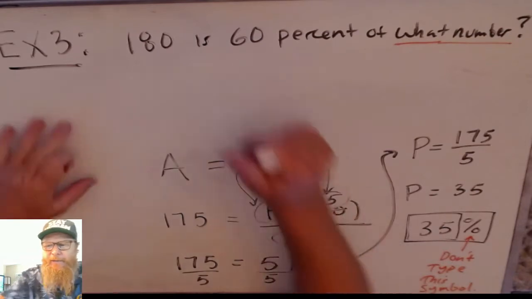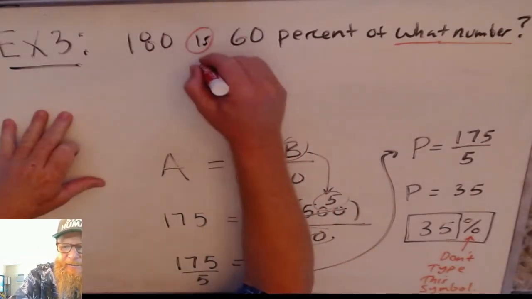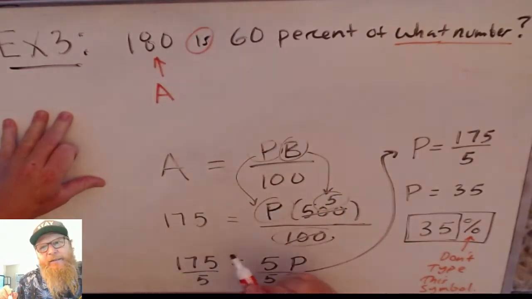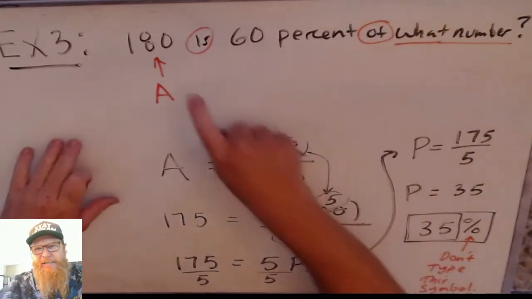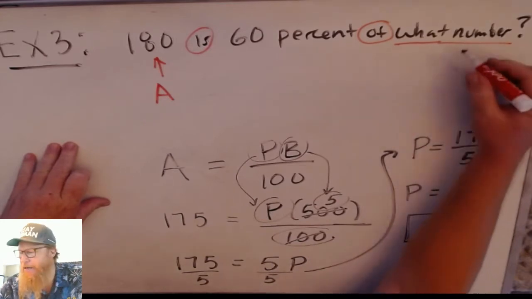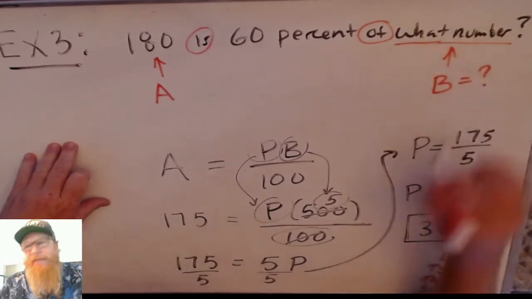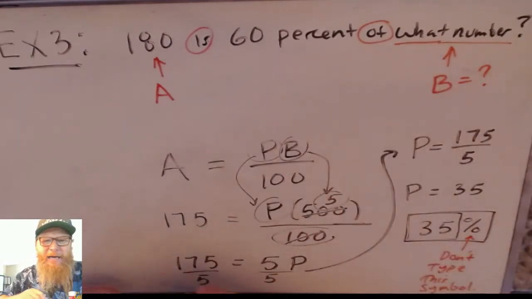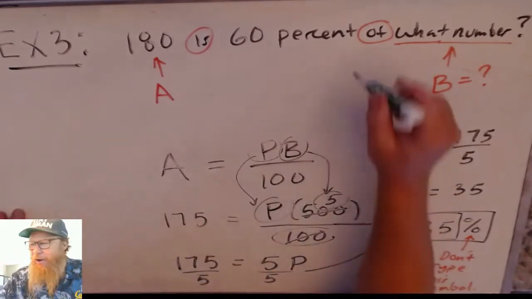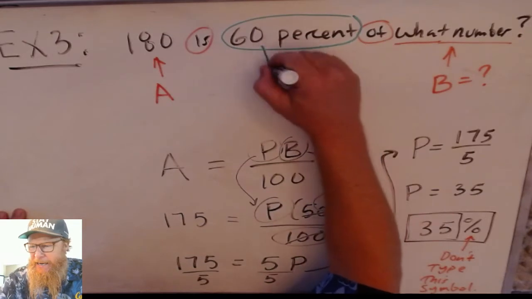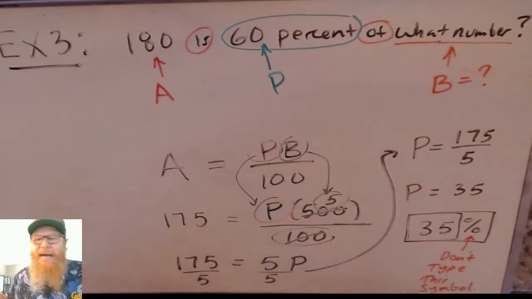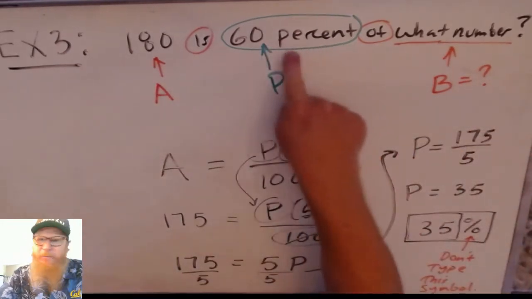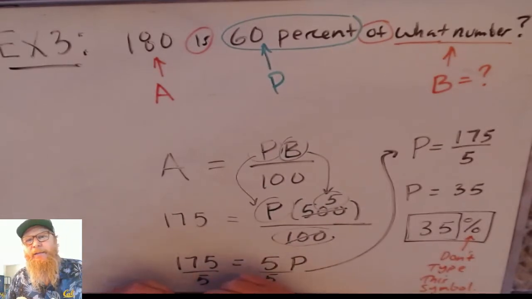There's our key, is. So I know that this must be A. A is. And then here's my other key. There are two keys, is and of. Of what? So I know that what must be B. B is the unknown. The only one of the three, A, B, and P, that always tells you who they are is P. P never hides. Right? It's A and B that you have to be very careful with. P is always percent.